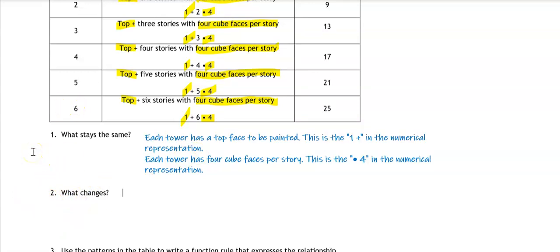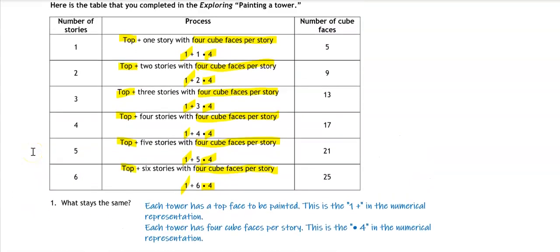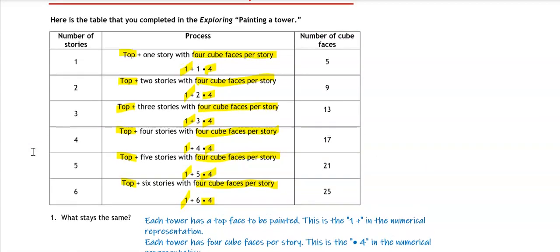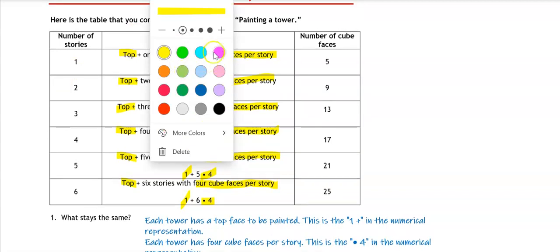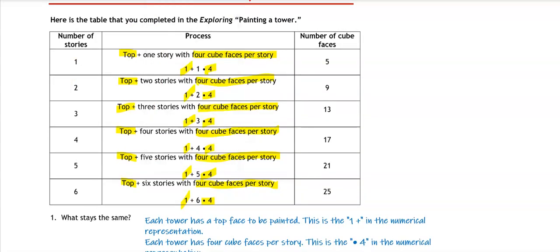Question number 2 asks us, what changes in each of these? What is it that's changing in every one of these? Let's go up here and use a different color for what is changing. Let's use blue. Every one of these has 1 story, 2 stories, 3 stories, 4 stories, 5 stories, 6 stories, that matches with this number here. So the number of stories changes every time.